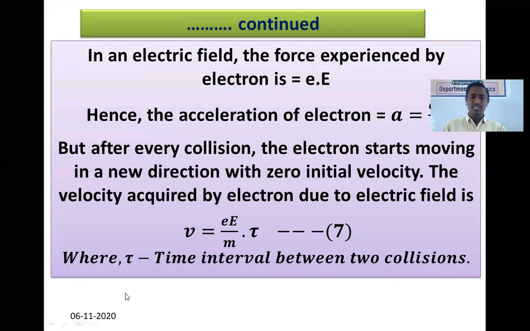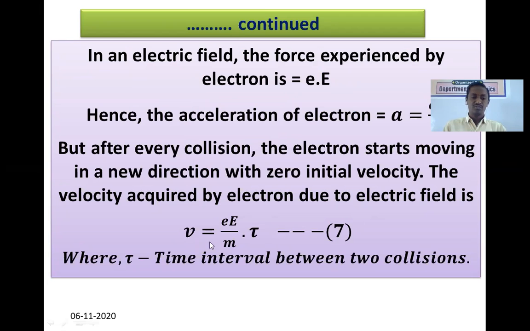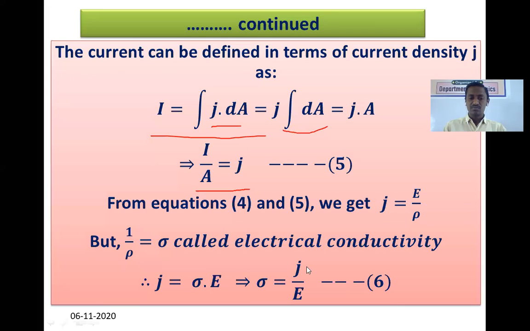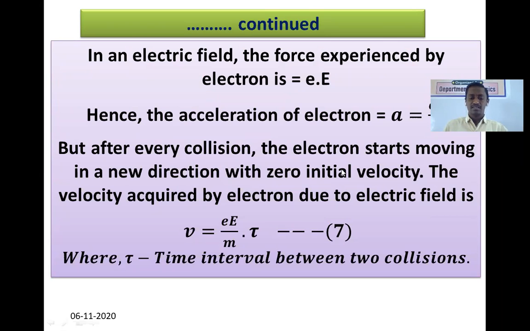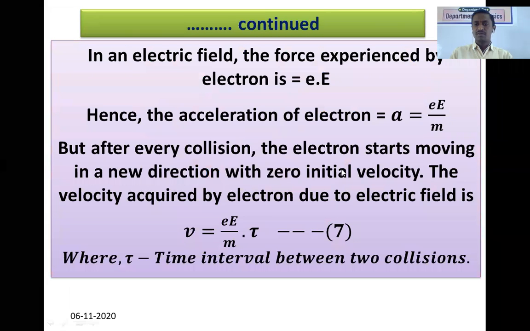So up to equation number 6, we have calculated the expression for electrical conductivity in terms of current density and E, where E is a known quantity, but we have to solve for the current density. Okay, so let us solve for current density. Now we know as soon as a potential difference is applied to the block of the conductor, then an electric field will be developed across the two ends of the conductor.